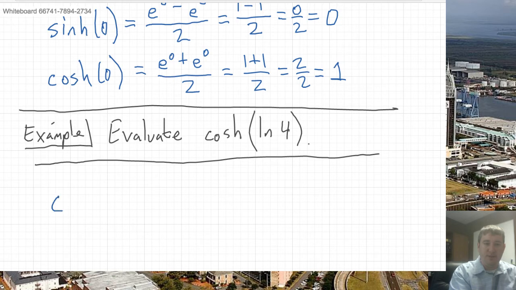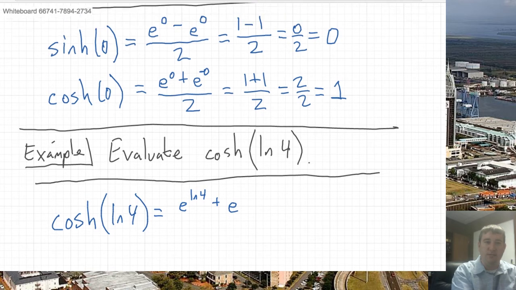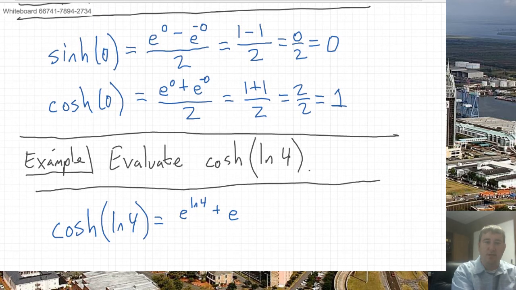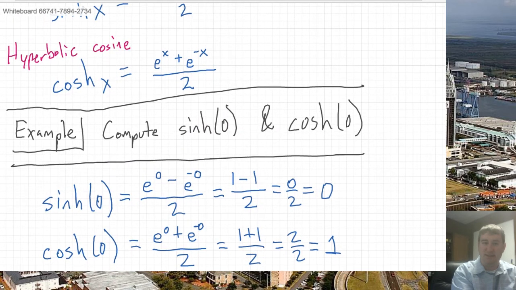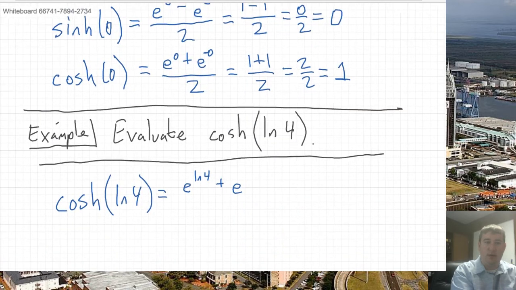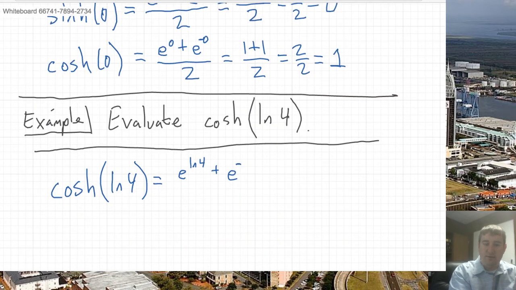If it was sine, we'd have a minus, but for hyperbolic cosine, we'll have e to the natural log of 4 plus e. Now don't forget, there was really a negative up here in this formula. It's just that negative 0 is the same thing as 0. Because up here at the original formula, it's e to the x plus e to the negative x. So I'll write e to the negative natural log of 4, all divided by 2.